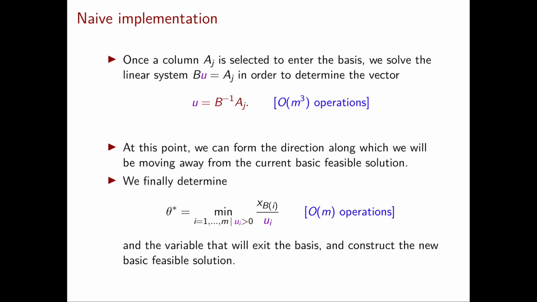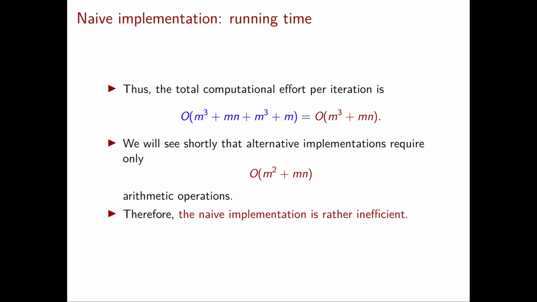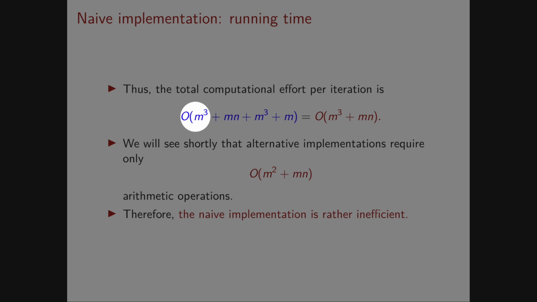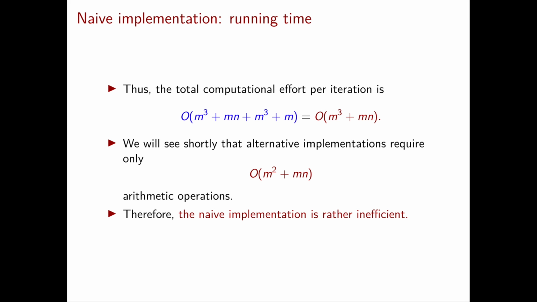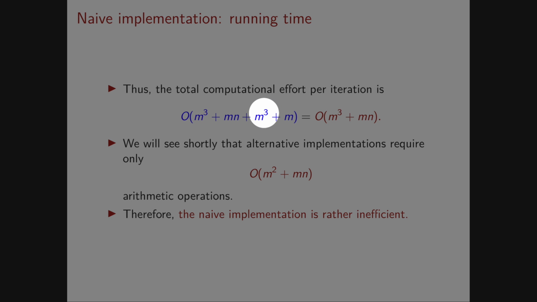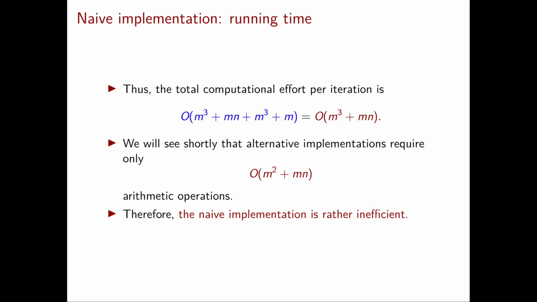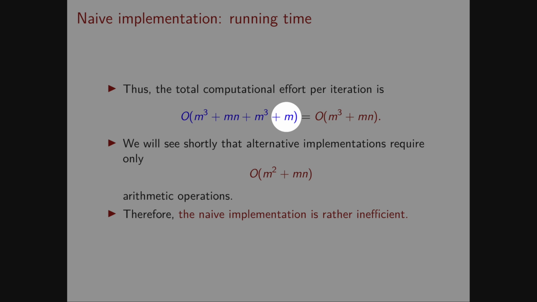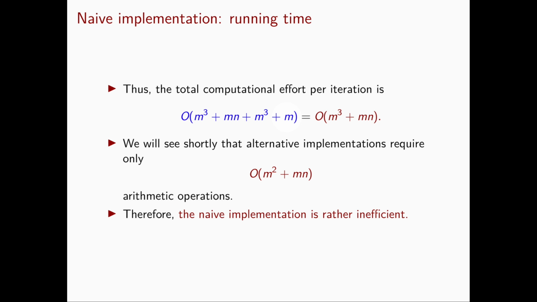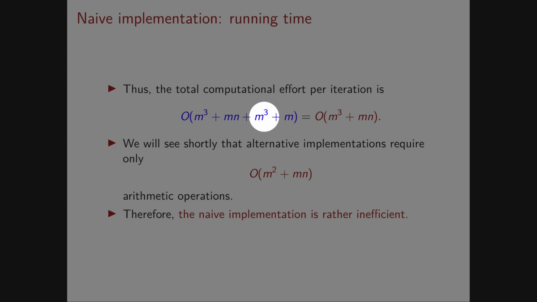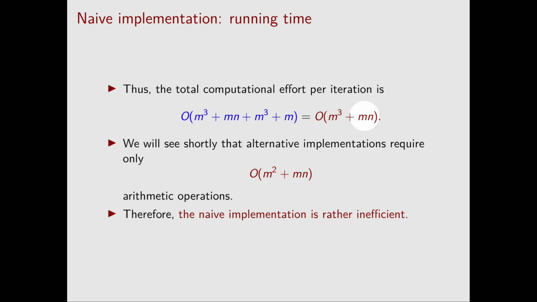So what is the total number of arithmetic operations that we performed in an iteration of the naive implementation? We needed big O of m cube operations to compute the vector of the simplex multipliers, then big O of mn to compute all the reduced costs, then big O of m cube to compute the vector u, and finally big O of m operations to compute theta star. Since m is in big O of m cube, this is simply big O of m cube plus mn.